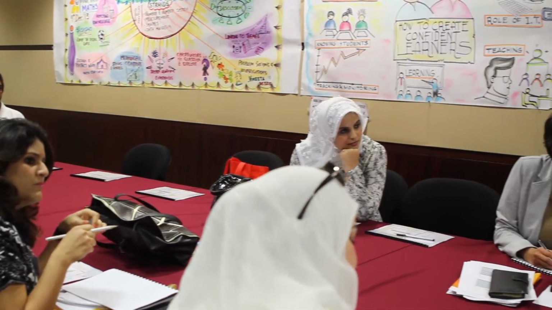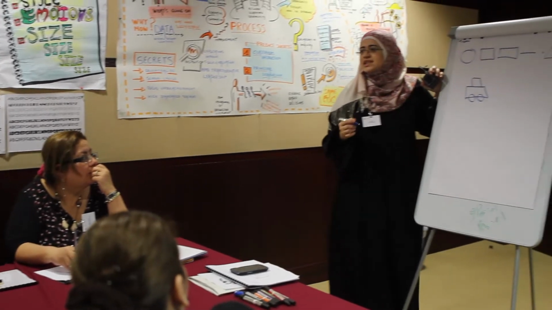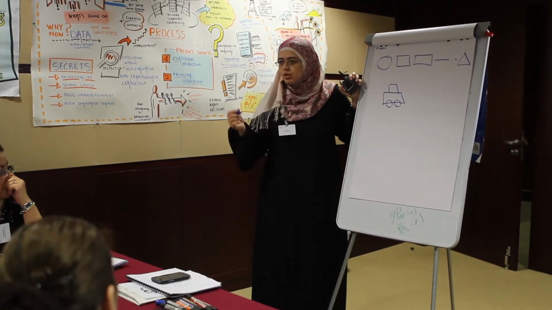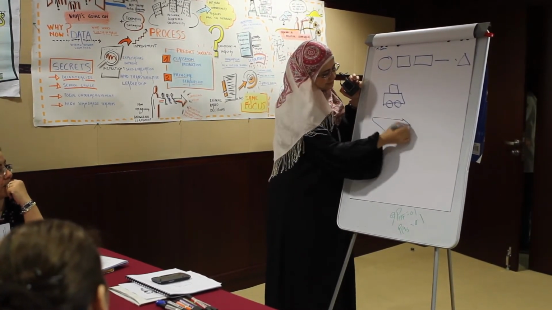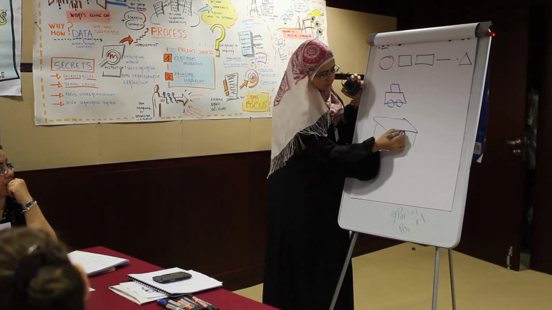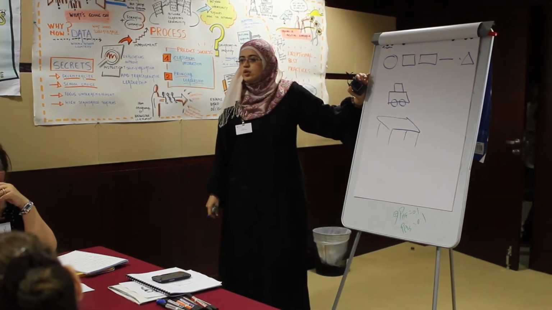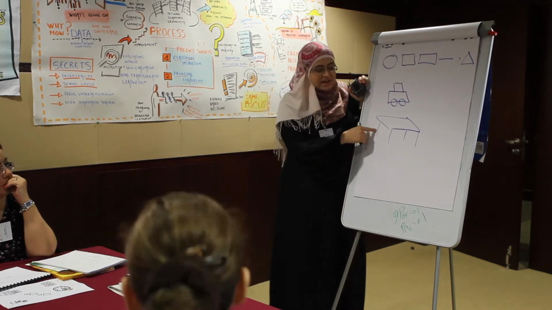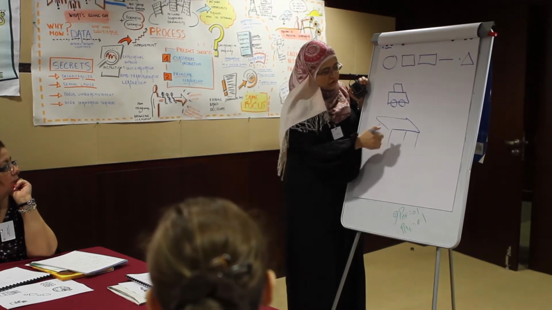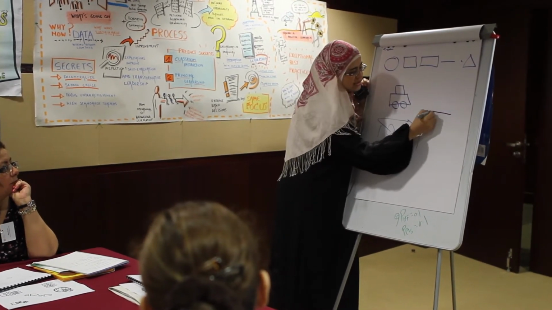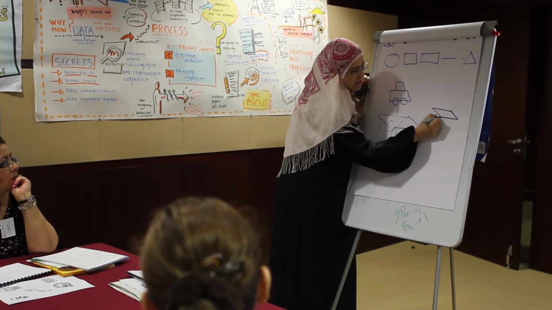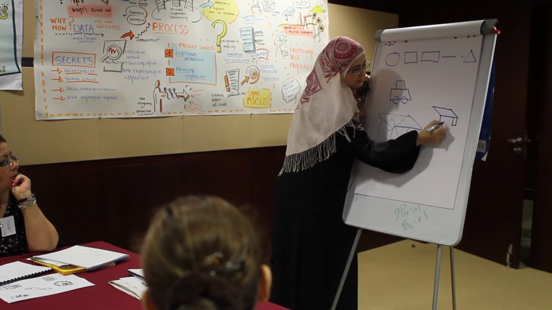Now, let's see what the rules for drawing icons are. So we have rules for drawing icons. The first rule, for example, let's draw a table. So how can I draw a table? Right? So the first rule said the icon should be bold. So this is wrong. When you draw a table, it should be bold.